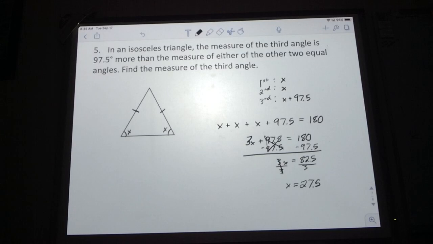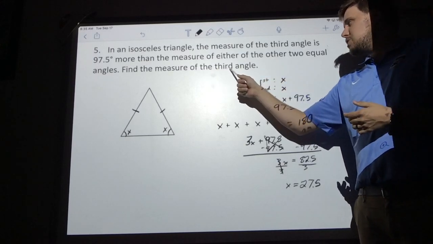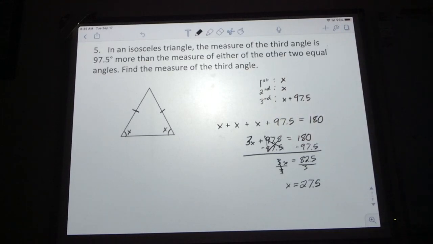We need to check that's what they're asking for before we type it in. Find the measure of the third angle. So we only care about the third. X is the other two. We don't care about the other two. It only wants that third angle. So we're going to take that and just plug it into this third part. So what is 27.5 plus 97.5?